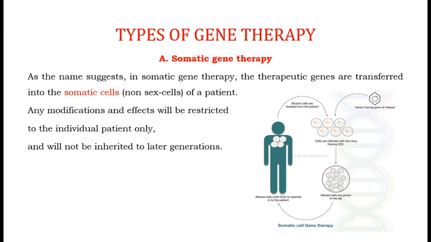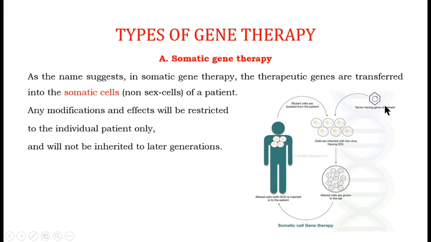And in somatic gene therapy, as you are focusing on the somatic cells, any changes will be restricted to that particular individual and will not be transferred to later generations. This is just a general overview of how somatic gene therapy works. For example, this is a patient. You take the cells from the patient, and these cells have mutations of a particular gene, so you can call them the mutant cells.